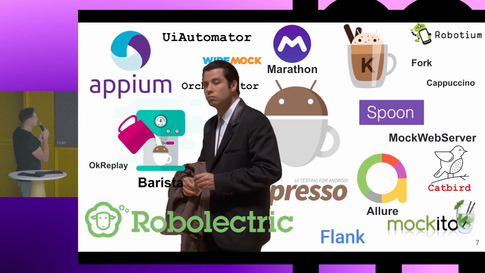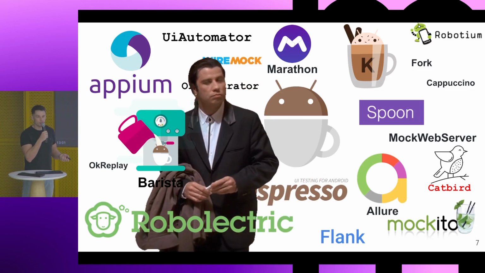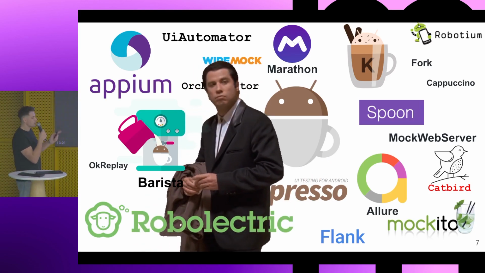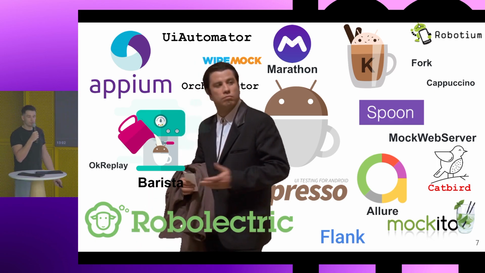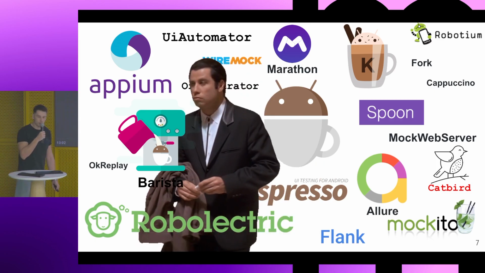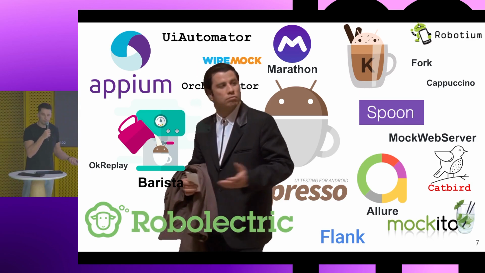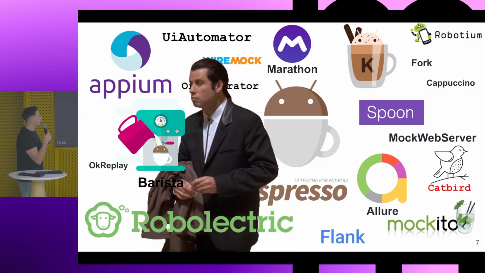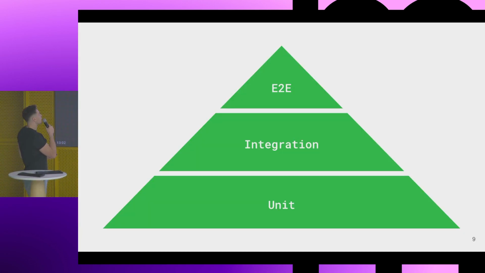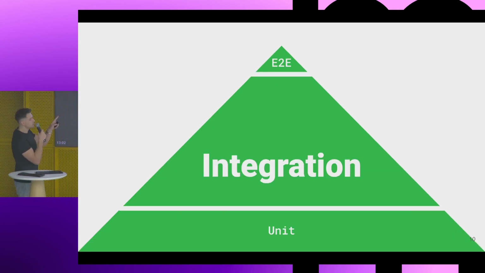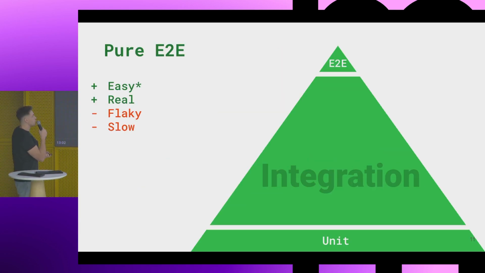So probably if you start this way, you will look like this. I already like this slide. Because there are a lot of approaches, a lot of tools, and it's definitely not clear what you should choose and what you should not. And we will start from the basics, actually. I believe every one of you has seen this pyramid. Today we will focus on the top of it and talk about end-to-end and integration tests in Android.